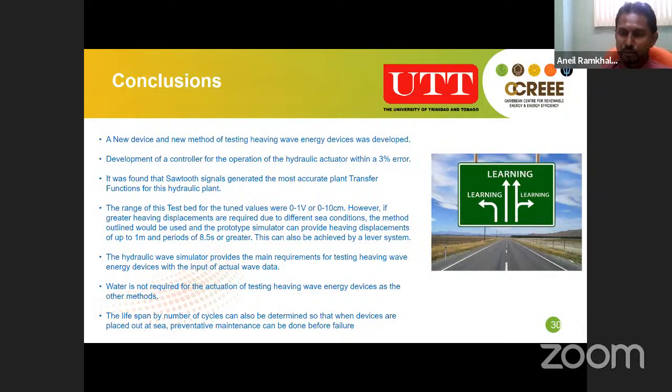What we also realized is that if you are testing a device, you can also test the lifespan by applying various signals continuously to see how many cycles your device can last. And this will help in terms of maintenance later on when your device is placed out at sea, for routine maintenance before failure.